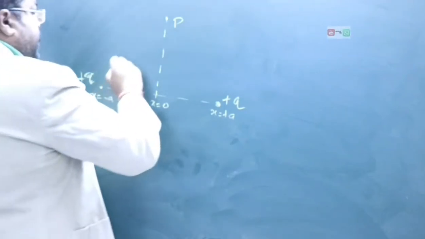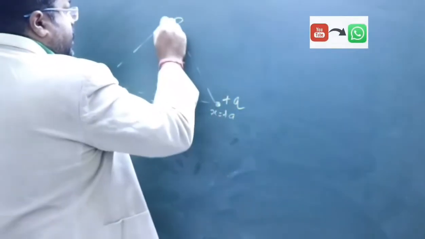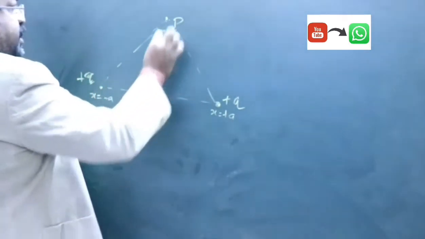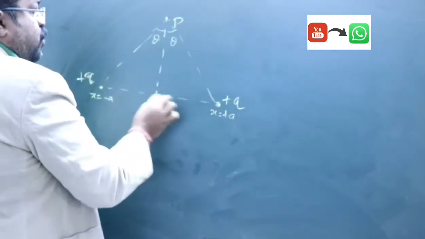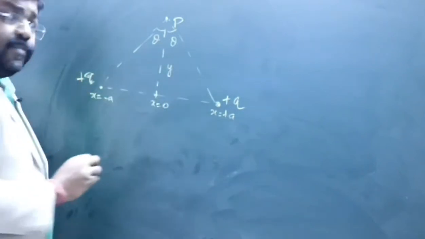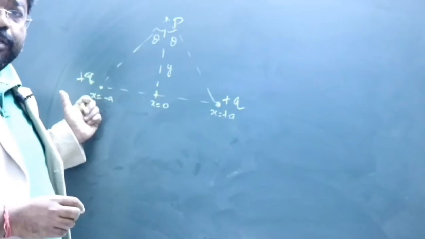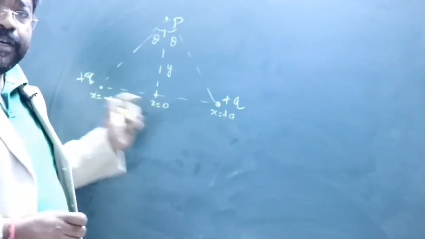Okay, now let us complete this triangle, and let's say this angle is theta, this angle is also theta, and the distance of P from this point O is say y. Okay, so electric field at P due to this charge. Now remember, these two charges are positive charges.